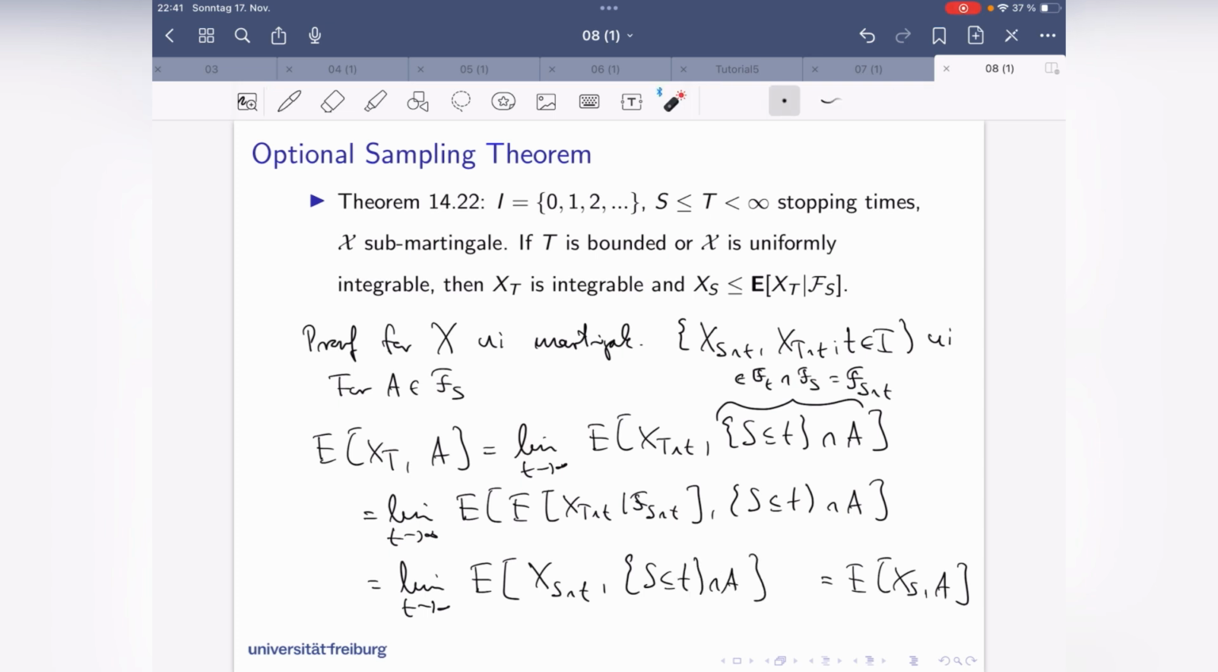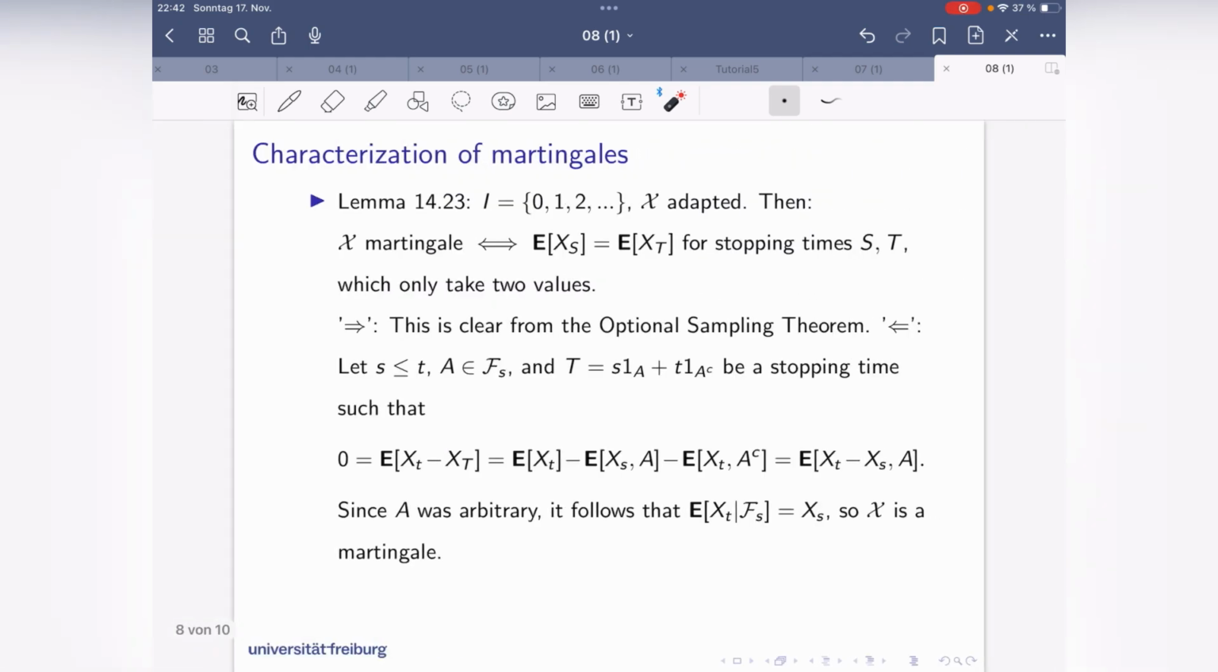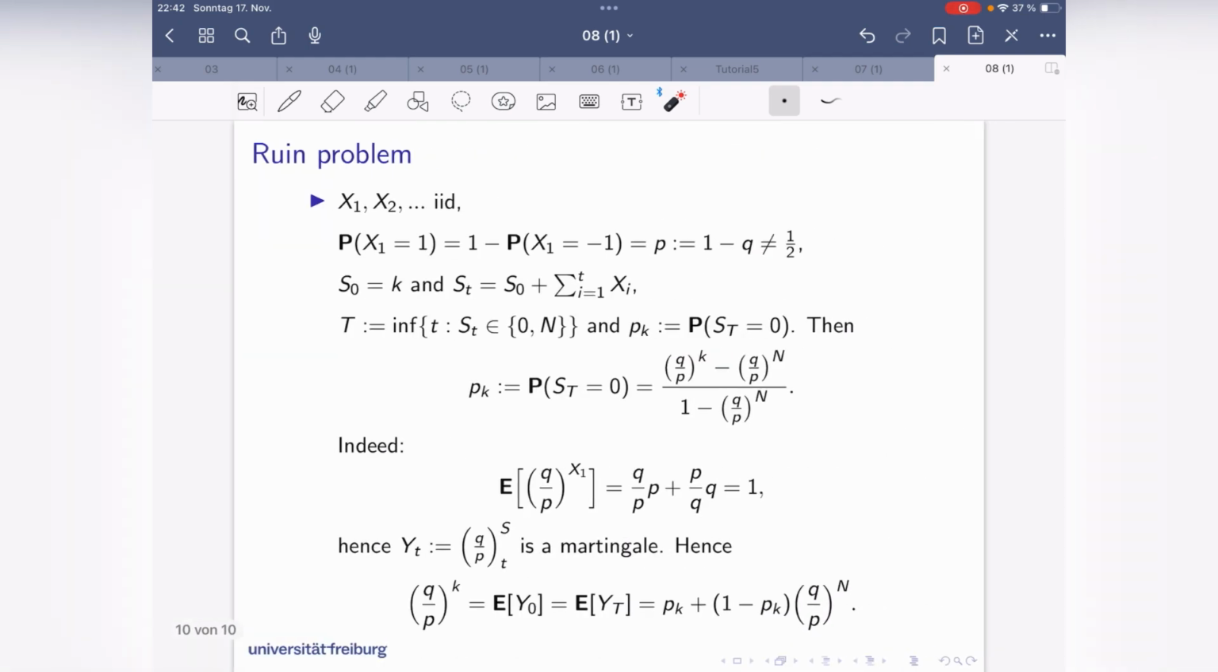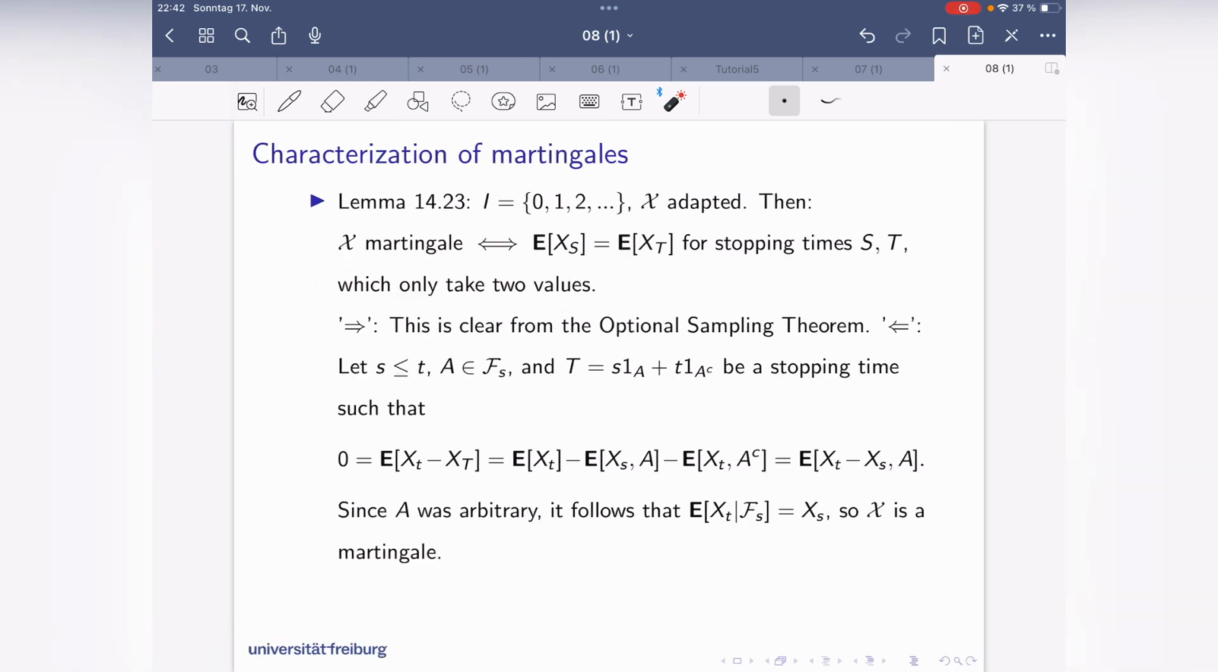Well, and if you now let t go to infinity, again we have the L1 convergence from the almost sure convergence from this to this, and we are done. Okay, great. So there are one or two more things: one characterization of martingales here and two examples of what we can do with all this left for this video.